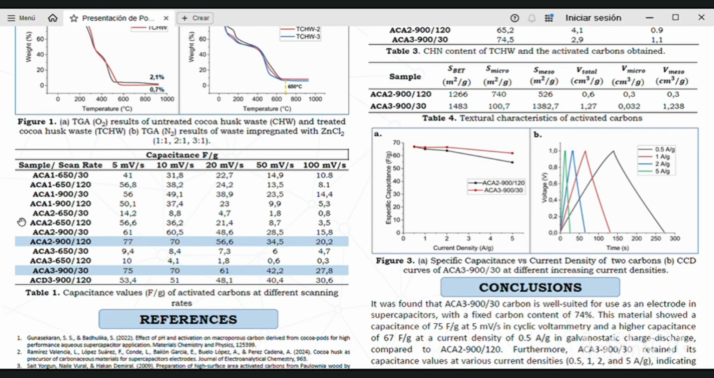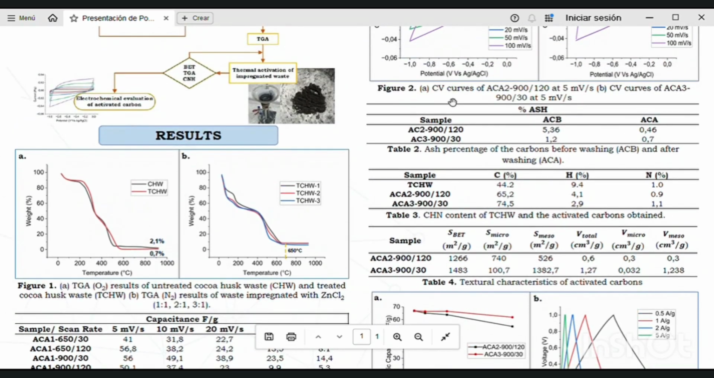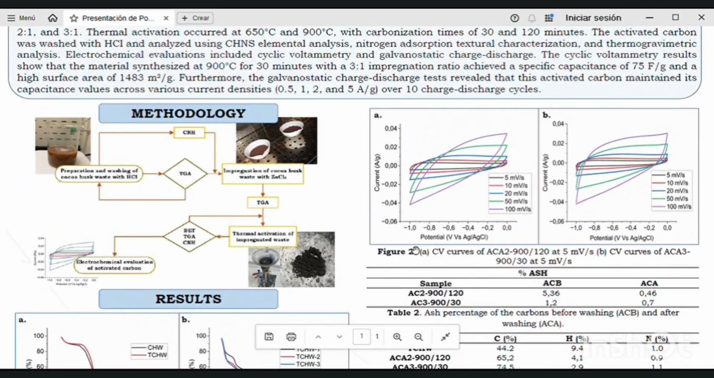The ACA2 900 to 120 and ACA3 900 to 30 carbons demonstrated the highest capacitance, measuring 77 and 75 farads per gram, respectively. Figure 2 displays the voltammograms of these carbons at varying scan rates, with the ACA3 carbon exhibiting greater stability as the scan rate increased.